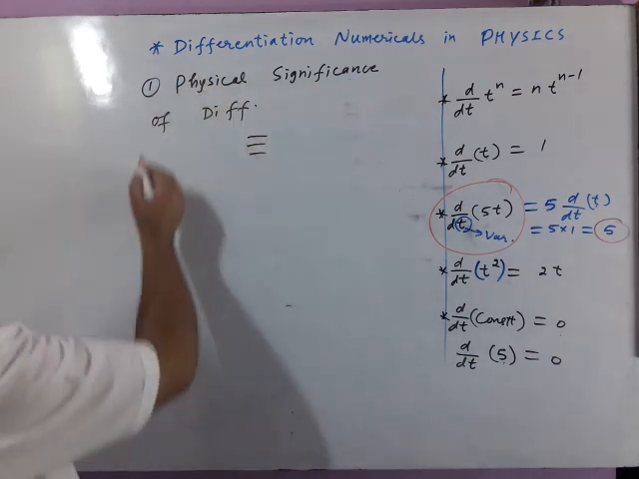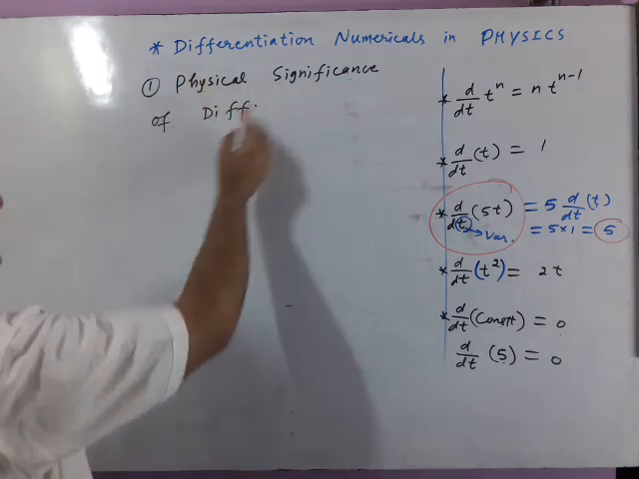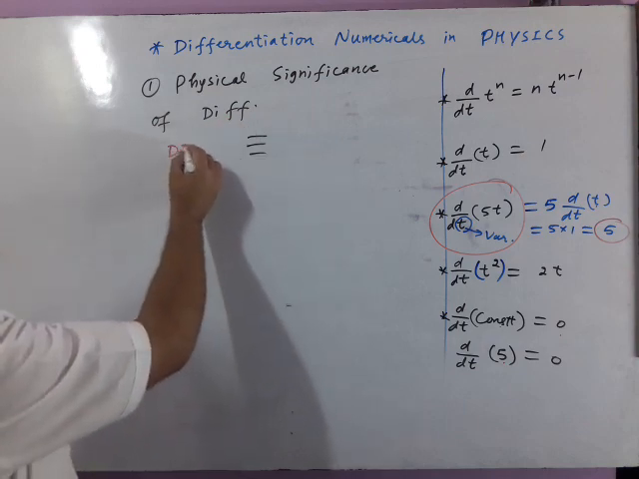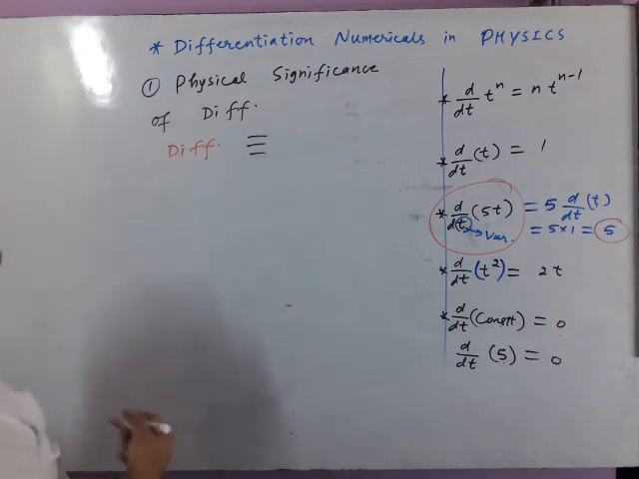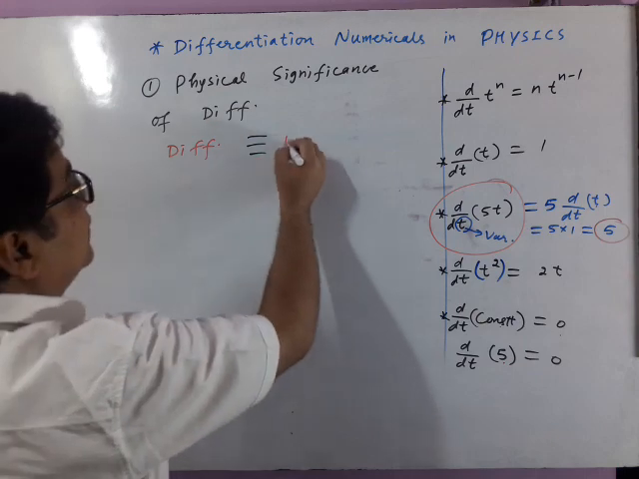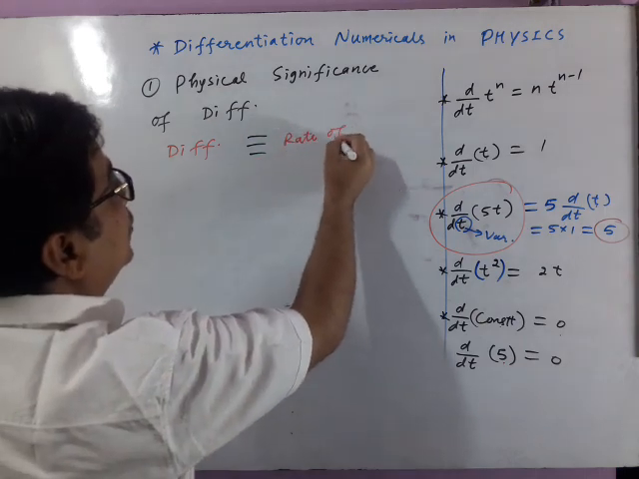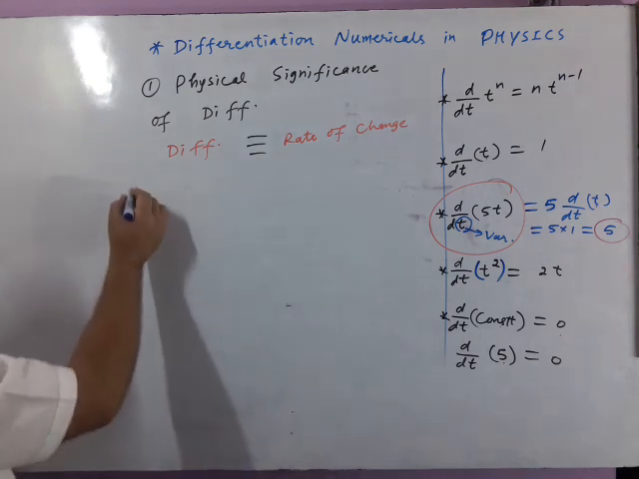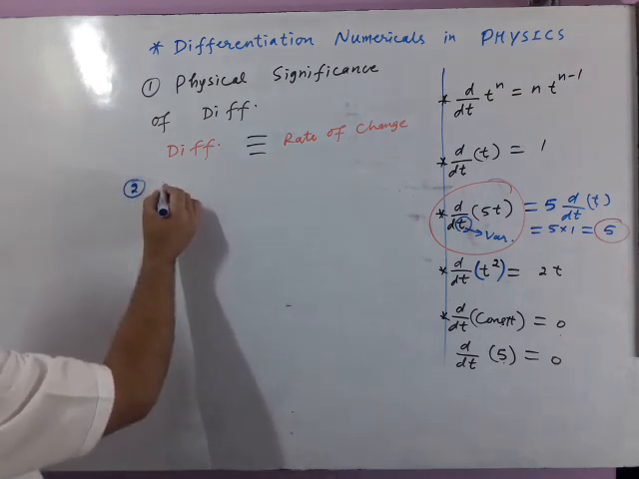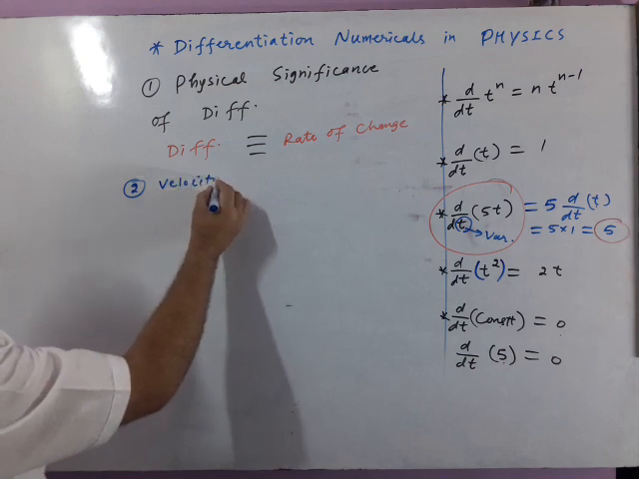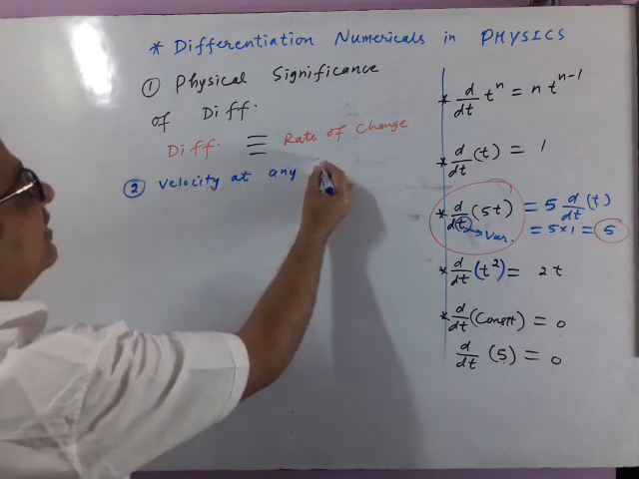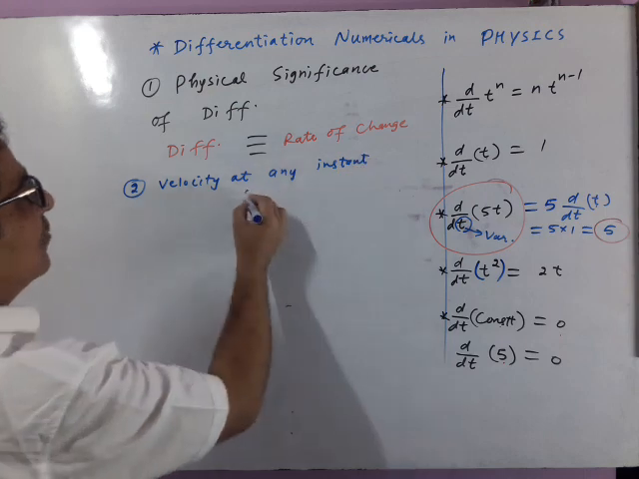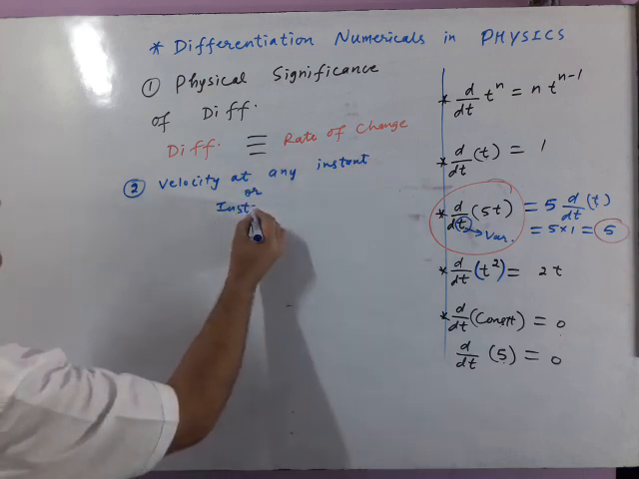Differentiation numericals in physics. Step 1: physical significance of differentiation. What is the meaning? Where is differentiation used? Why are we learning differentiation in physics? Differentiation is equivalent to rate of change. For example, we call it velocity at any instant, or instantaneous velocity.